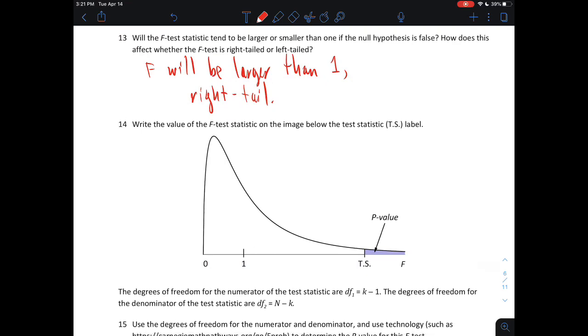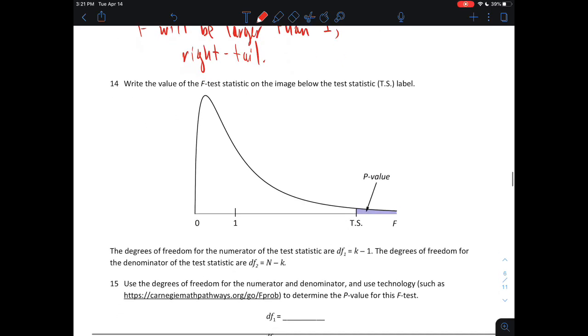Number 14, write the value of the F-test statistic on the image below. So again, TS, that's our test statistic. This was 4.118.